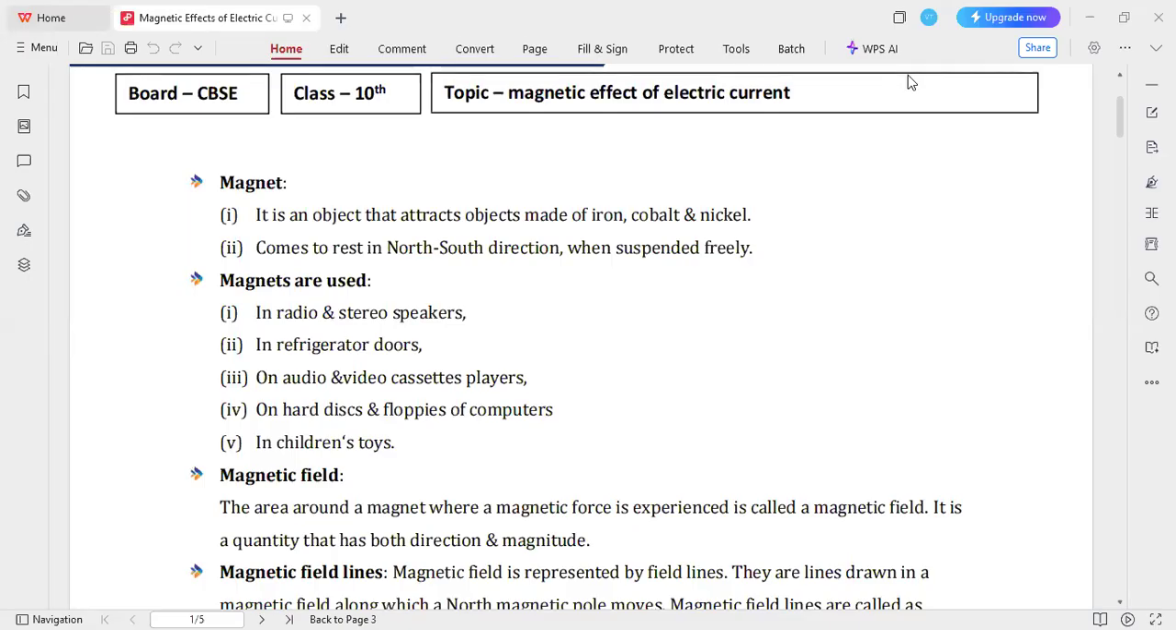Hello students, in this video I am going to explain the magnetic effect of electric current. Okay, let's start children. Magnet, what is magnet? It is an object that attracts the objects made up of iron, cobalt and nickel.